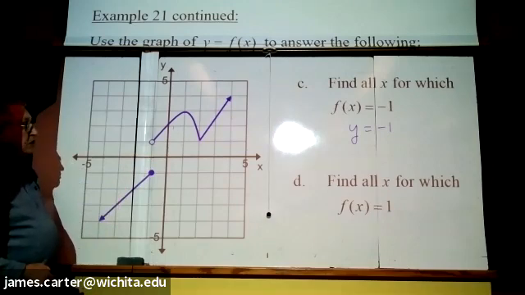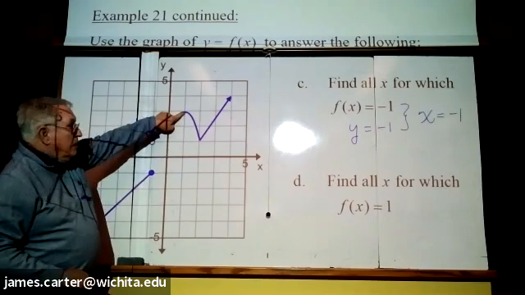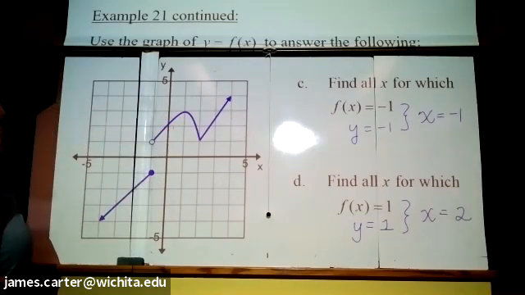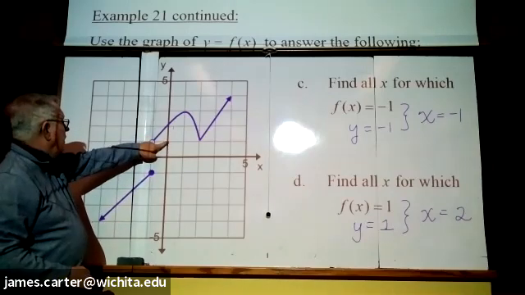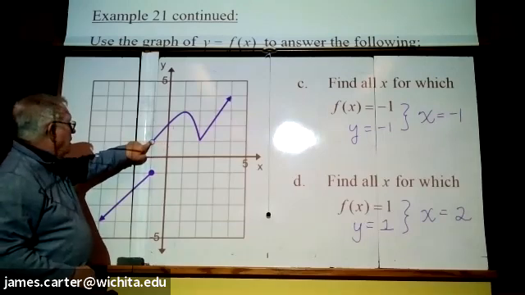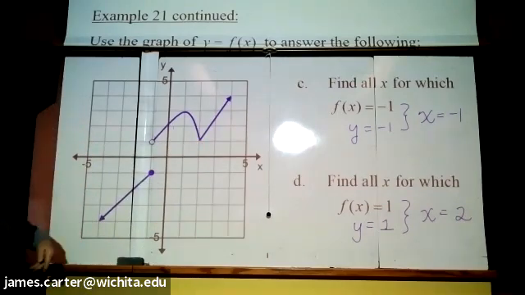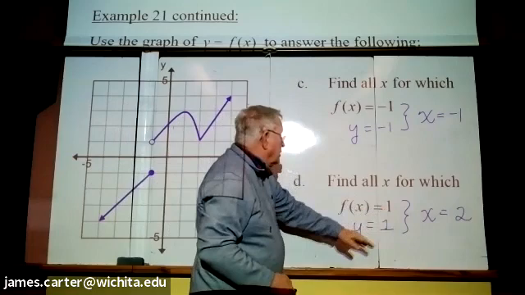Okay, the next one, at 1, let's see. Oh, at y equals 1, what am I talking about? Right here, we can't count this one because it's not included, but that point right there. So x would be 2, where y is 1, because this statement says y is equal to 1.